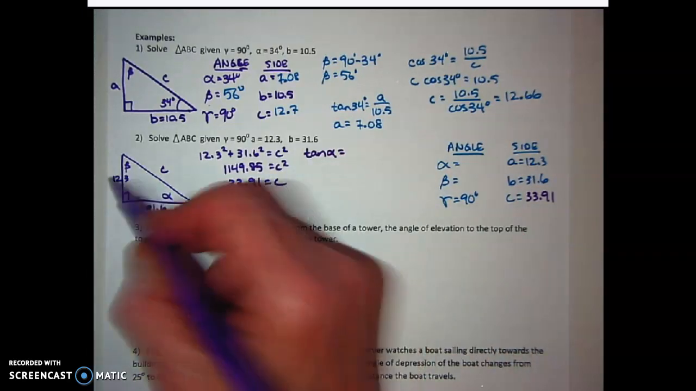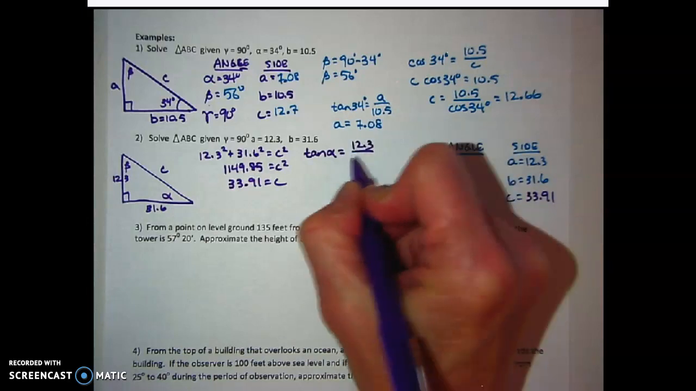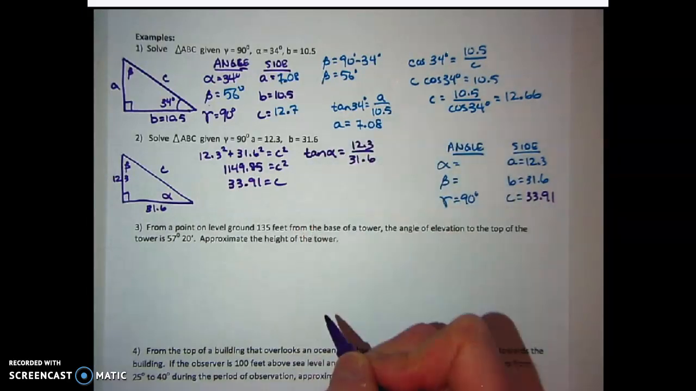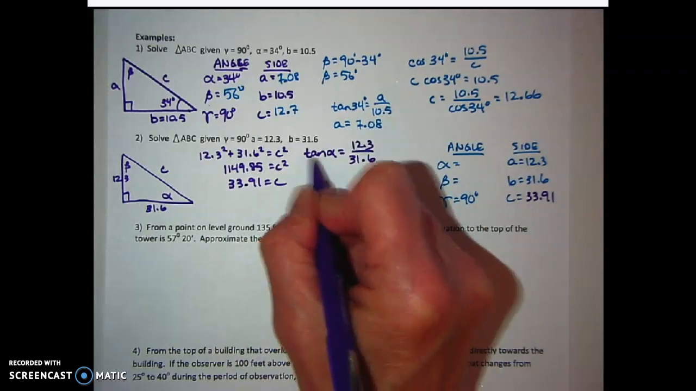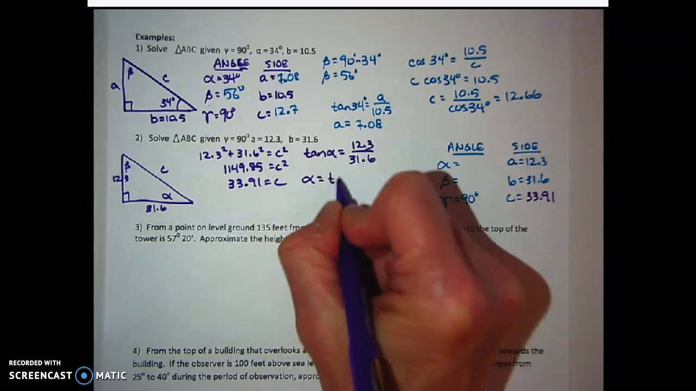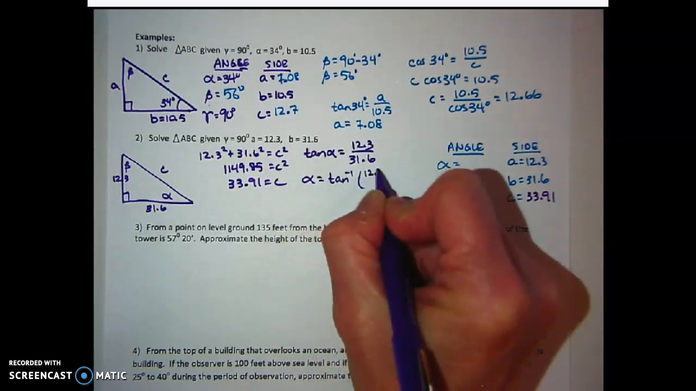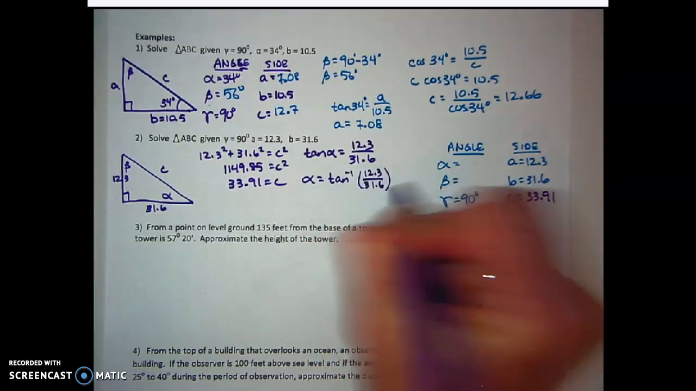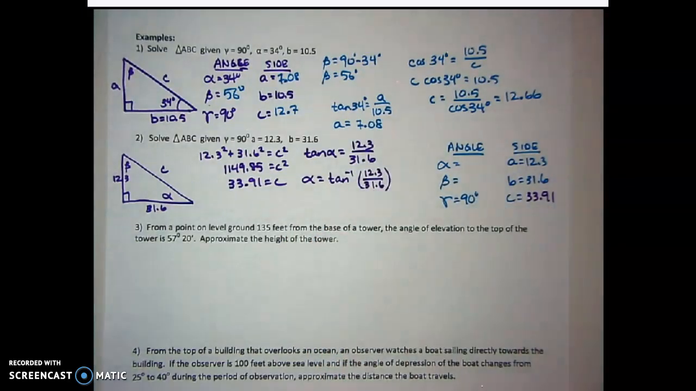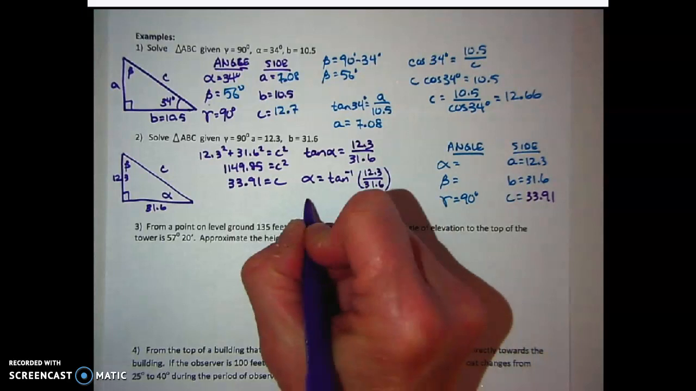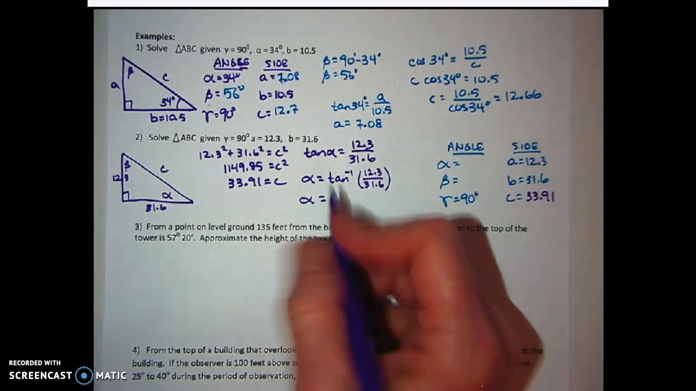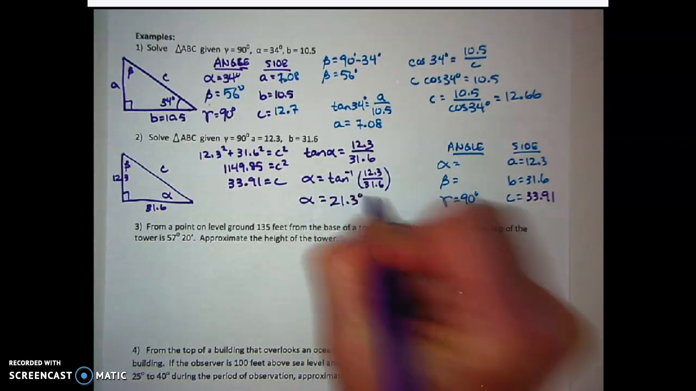So alpha's here, so the opposite is going to be 12.3 over 31.6. Remember, to undo tangent, I'm going to take the inverse tangent of both sides. So the tangent and the inverse tangent undo each other. So I have the inverse tangent of 12.3 over 31.6. I would encourage you to leave that as that decimal before you get ready to put that into your calculator. And now again, I would encourage you to pause the video, put that into your calculator, and make sure that you get the right value. When you plug this in, you should get that alpha is 21.3 degrees.